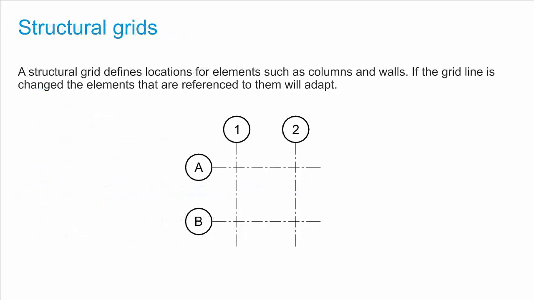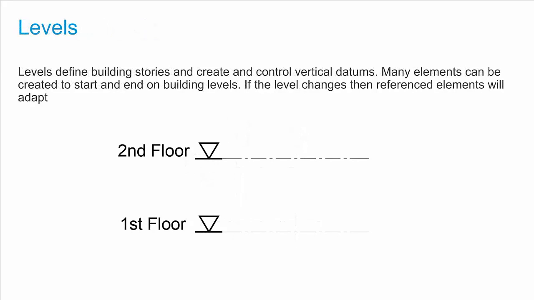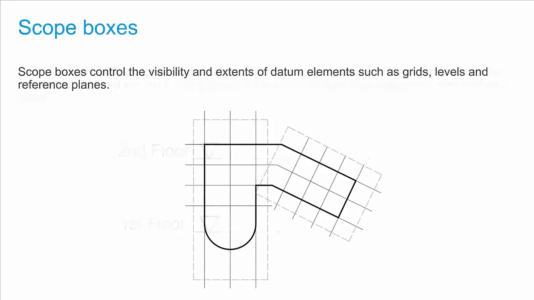A structural grid defines locations for elements such as columns and walls. If the grid line is changed, the elements that are referenced to them would also adapt. Levels define building stories and create and control vertical datums. Many elements can be created to start and end on building levels. If the level changes, then referenced elements will also adapt.